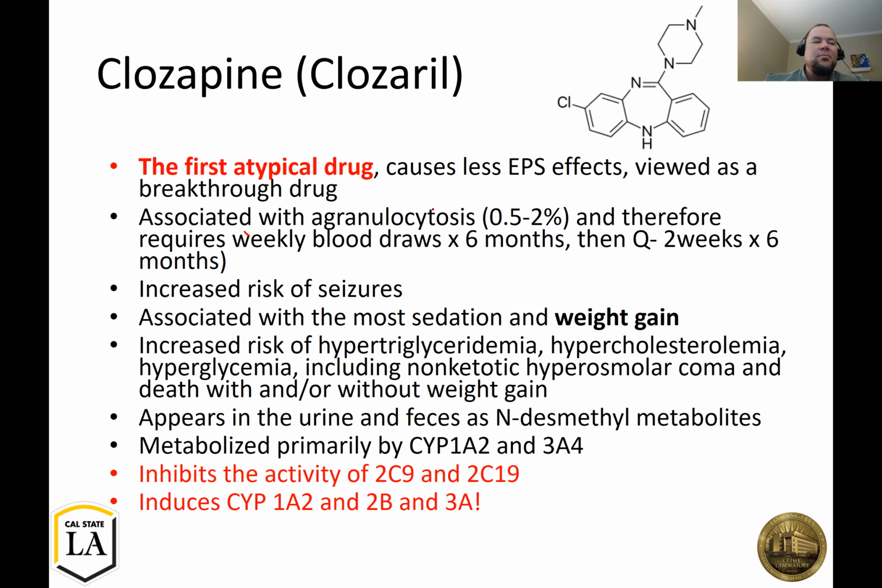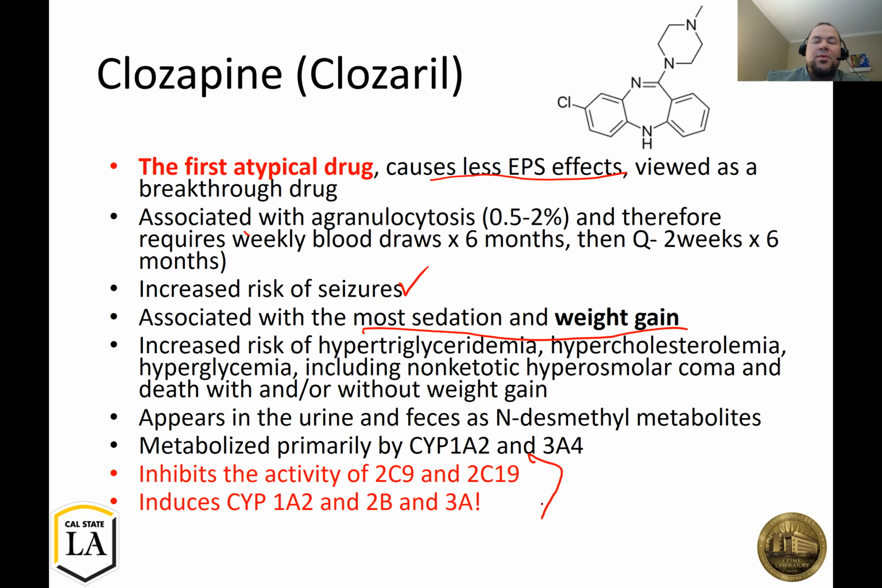All right. So a drug in this class would be clozapine. One of the first atypical drugs, it causes, as we described, less EPS effects, so it was viewed as a breakthrough drug. It does have other issues though, a slight increased risk of seizure, some sedation and weight gain as well.